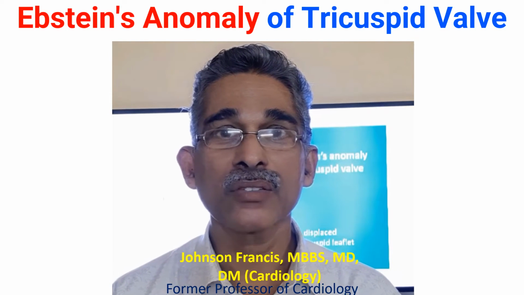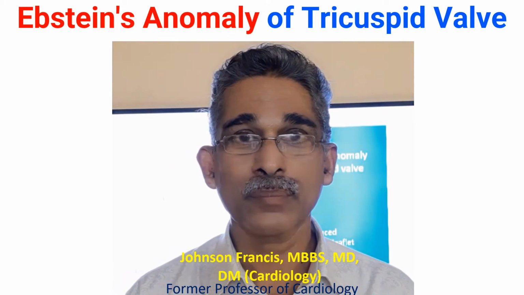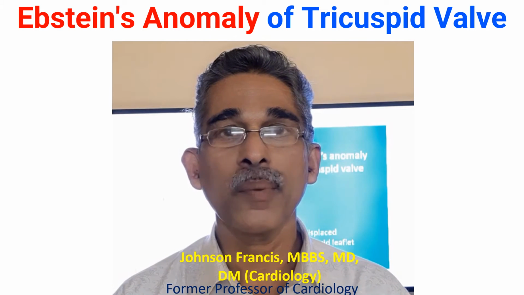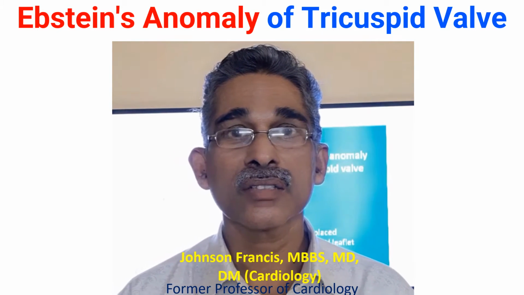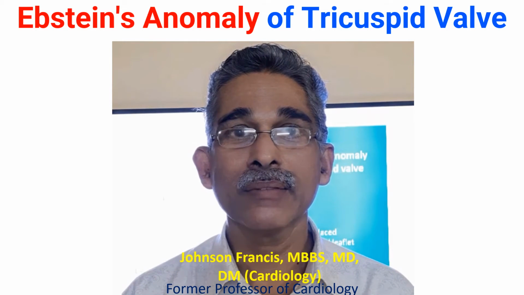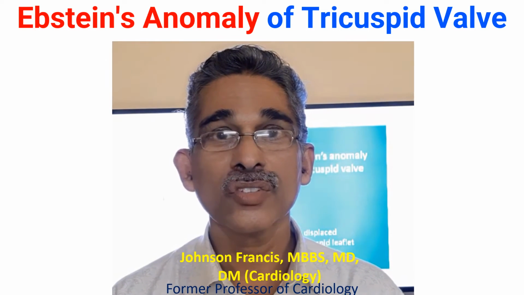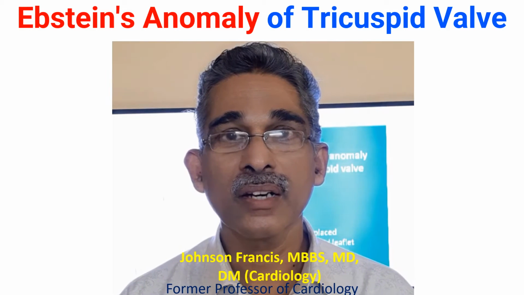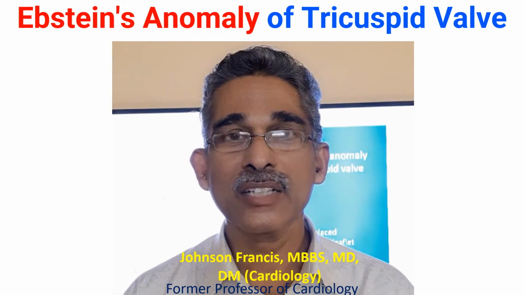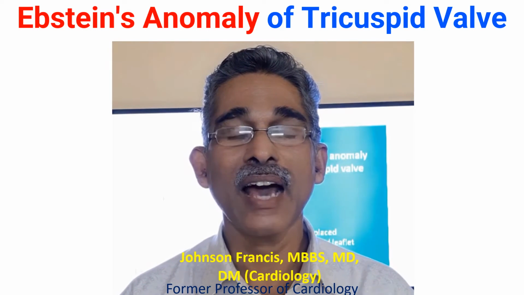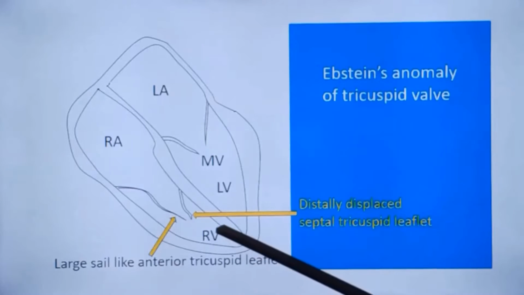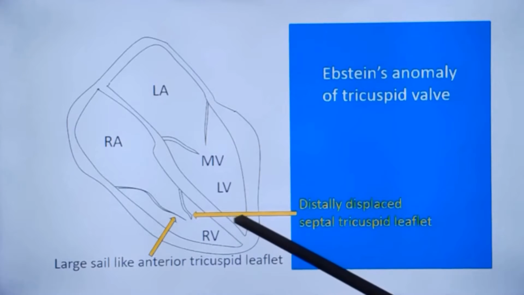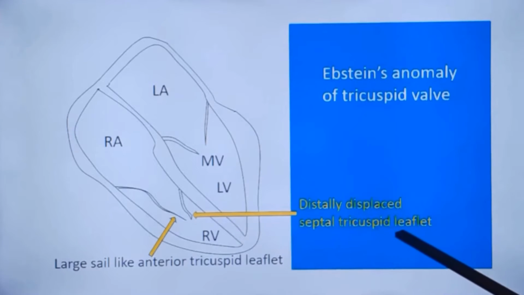Ebstein's anomaly may be associated with atrial septal defect or patent foramen ovale in about 50% of cases. The cyanosis in Ebstein's anomaly is usually not due to pulmonary hypertension, but because the tricuspid regurgitation jet is directed across the atrial septal defect. This is the diagrammatic representation of distal displacement of the septal tricuspid leaflet.